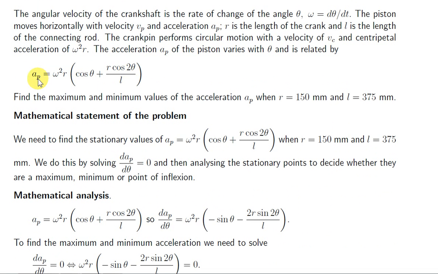So to find the value of theta that maximizes or minimizes the acceleration, we have to differentiate A with respect to theta and set the derivative equal to 0 and solve. So omega, r and L are constants, so we look at cos theta, differentiate it with respect to theta, but the derivative of the cos function is minus sine. And as for this function cos 2 theta, we use the chain rule, differentiate the cos function to get minus sine 2 theta, then multiply by the derivative of the angle. The derivative of 2 theta with respect to theta is 2.